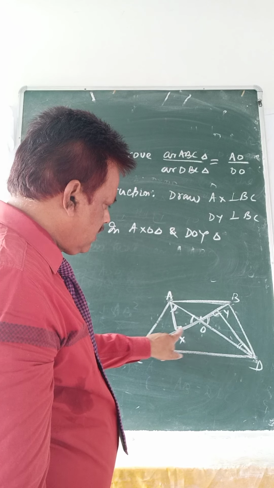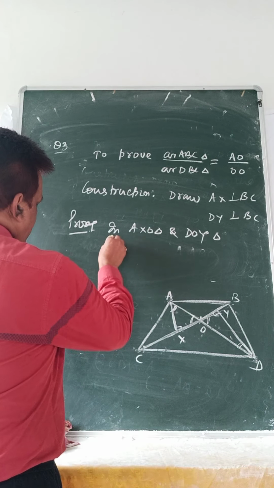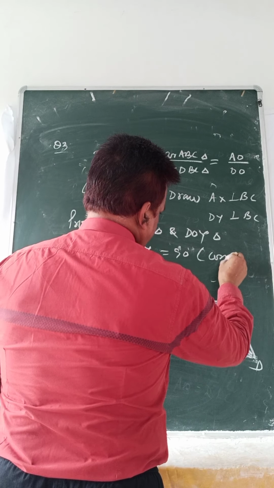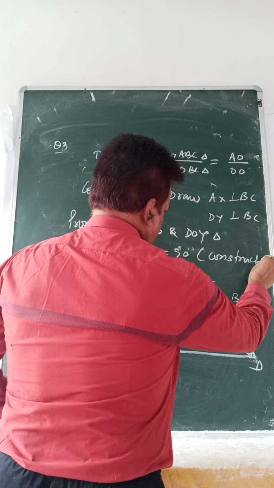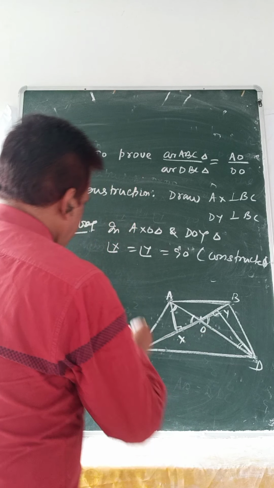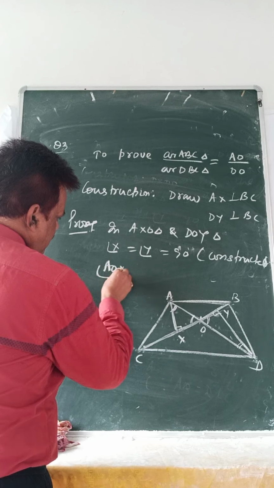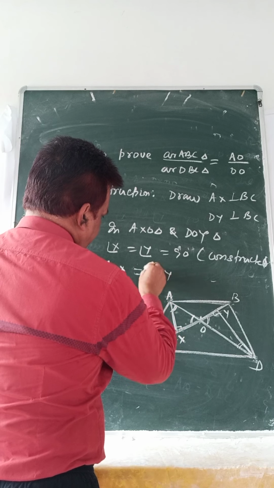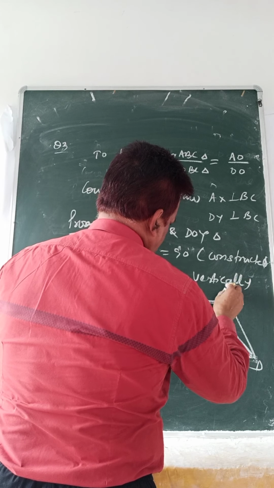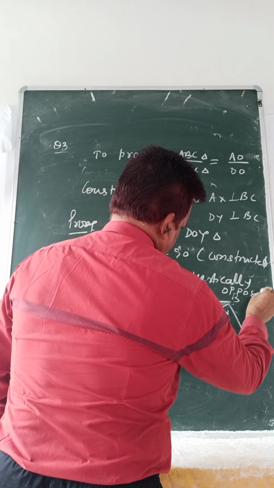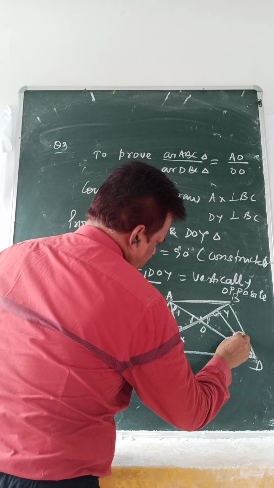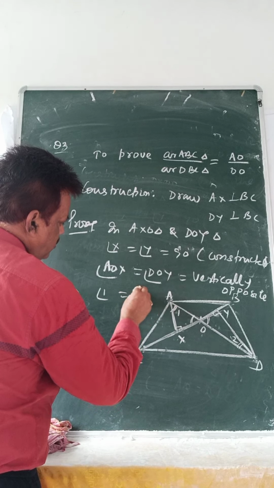You can say X angle equals Y angle, X angle equals Y angle, 90 degrees constructed. This we have constructed here. Then the angle at O equals the angle at O, means AOX equals DOY, vertically opposite. So you can give number 1, this is 2. Angle 1 equals angle 2.